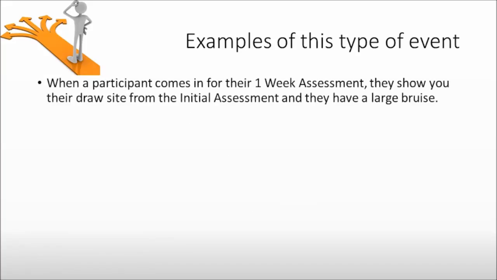Examples of this type of event are, for example, when someone comes in for their 1-week assessment, they show you their jab site and they have a bruise there. I'm not talking a little bruise. I'm talking like there's a big bruise on their arm and maybe it's causing them pain. Something like that might be considered an adverse event. Again, very unlikely.